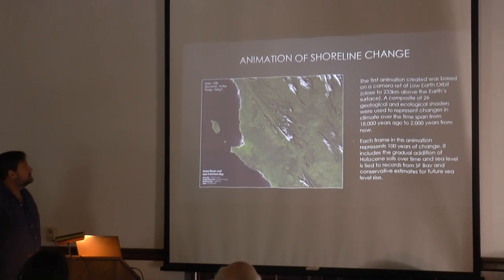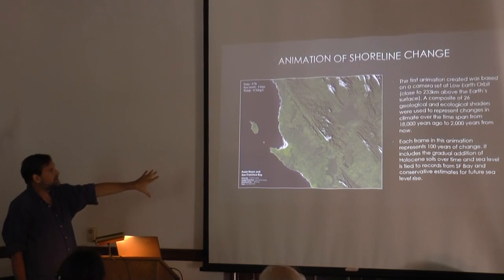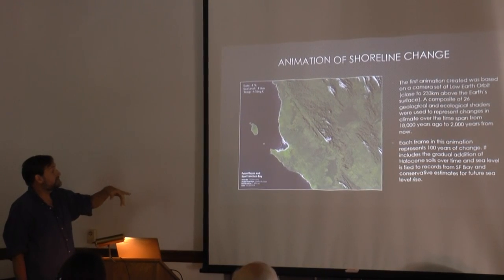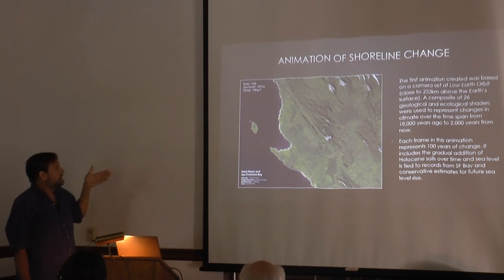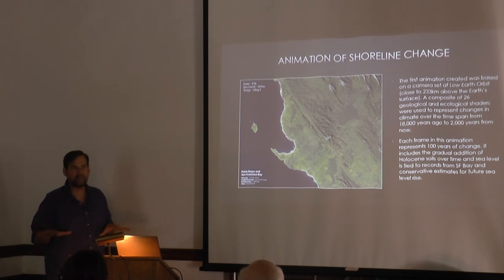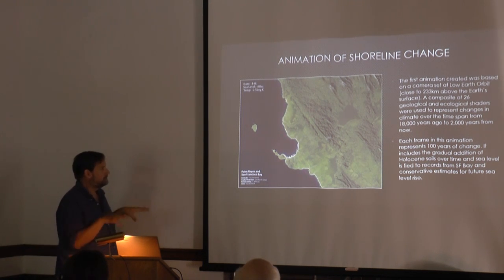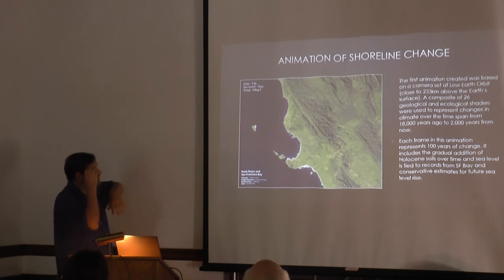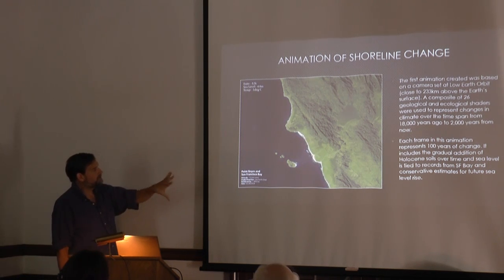So one of the first animations we did was looking at the whole region from 18,000 years ago, with a cooler, wetter climate, up to 2,000 years into the future. Every frame in this animation is 100 years. And you see the shoreline coming in. As the shoreline comes in, the Holocene sediments are added as it grows. And they're only added below the actual ocean topography, so it's not being added where it hasn't inundated yet. And the climate is changing with the green and brown.